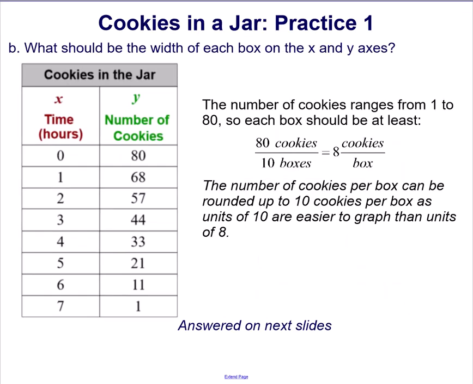For part B, we want to determine what should be the width of each box on the x and y axis. Now, when we talk about the width, we're not talking about the physical width of the box. We're talking about the range of values that that box represents.